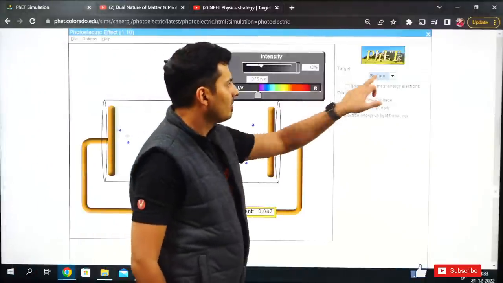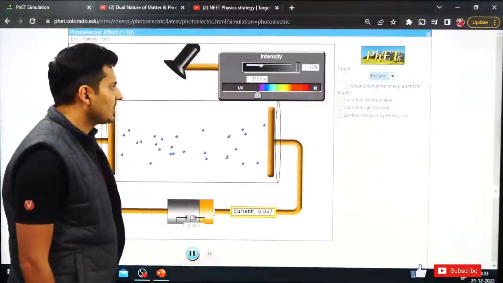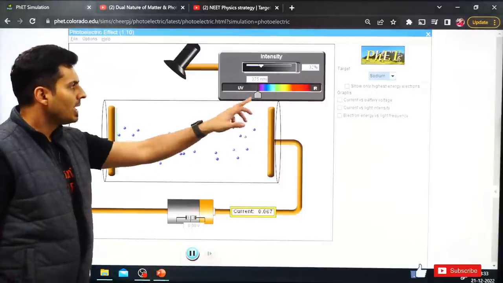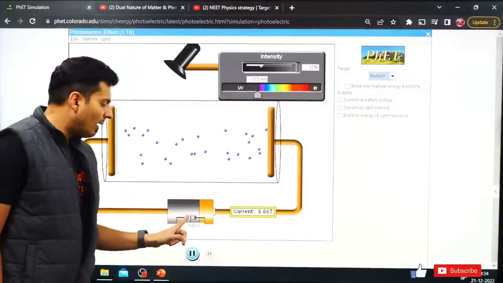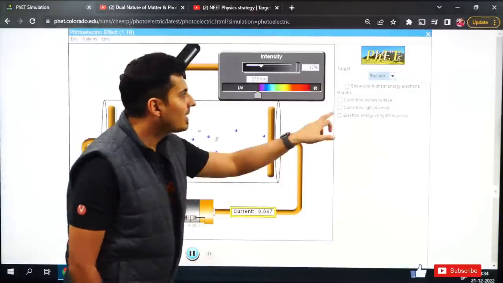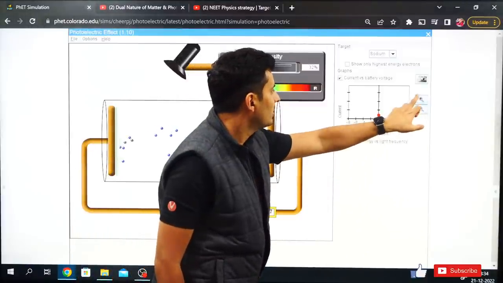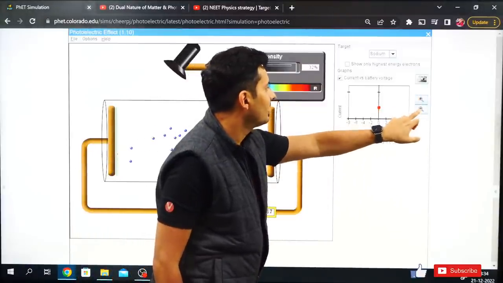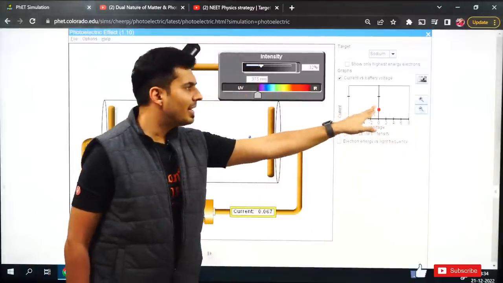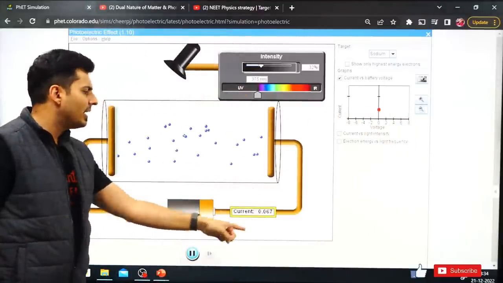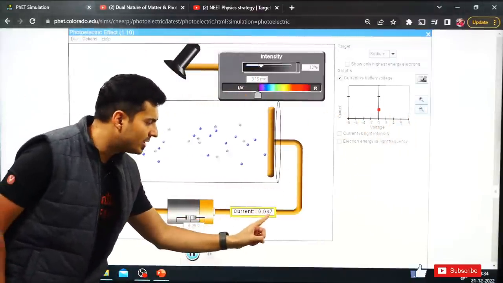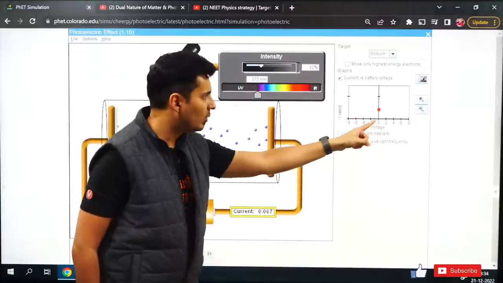Let's take sodium only, for example. Now, what I'm going to do is apply forward voltage and we'll see the current versus battery voltage graph. I hope you guys can see this. This is the current versus battery voltage graph. Do you see there is some current right now? Some small current, 0.067 amperes, is there over here.